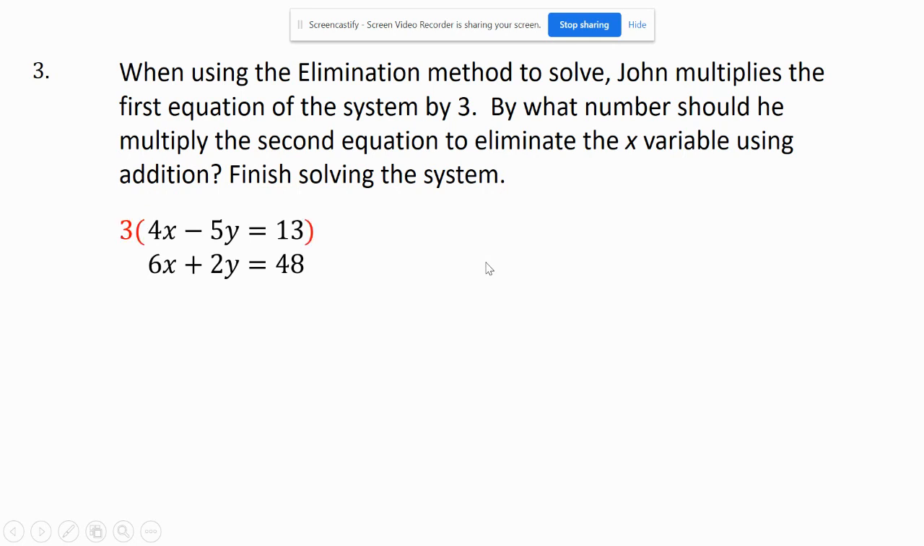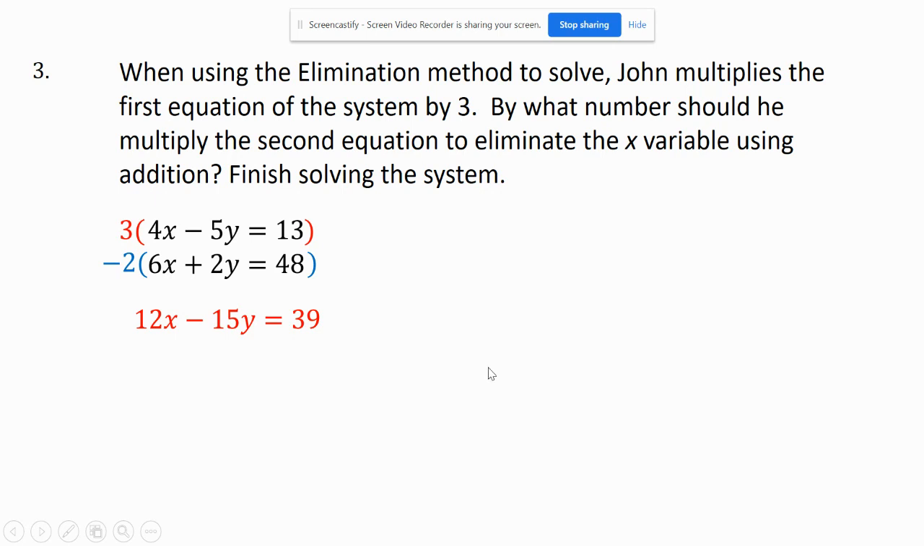What it's saying is it's going to multiply the first one by 3, which gives 12x minus 15y equals 39. So obviously, you need to multiply the second one probably by, well, look at 6. What would I need to multiply it by to get to 12?